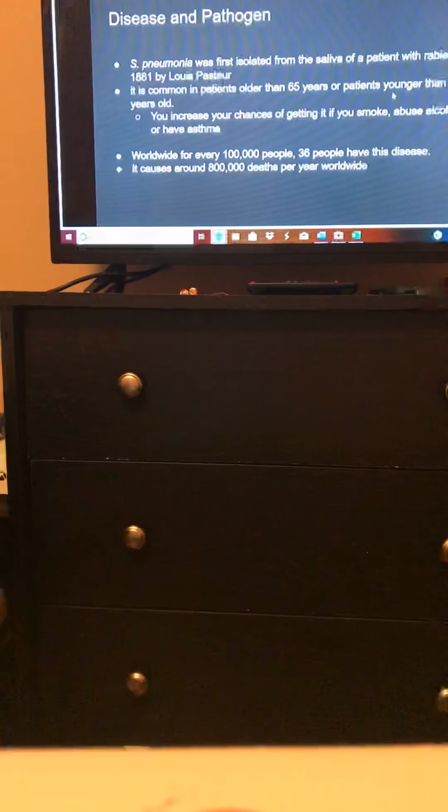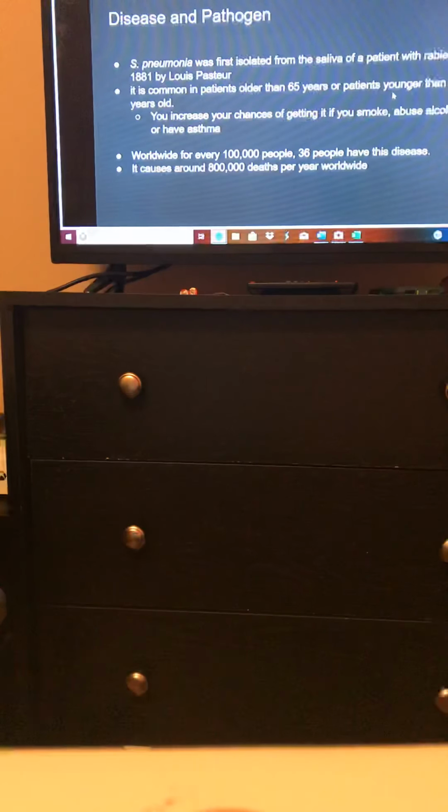Streptococcus pneumoniae was isolated originally by Louis Pasteur in 1881, from the saliva of a rabies patient. This is found to be extremely interesting, as Louis Pasteur is more famously known for the pasteurization process we use for our milk and other products today. Streptococcus pneumoniae is most common among patients above the age of 65 and or below the age of 2.